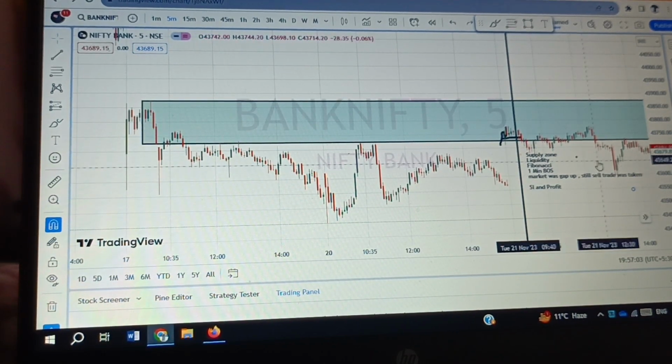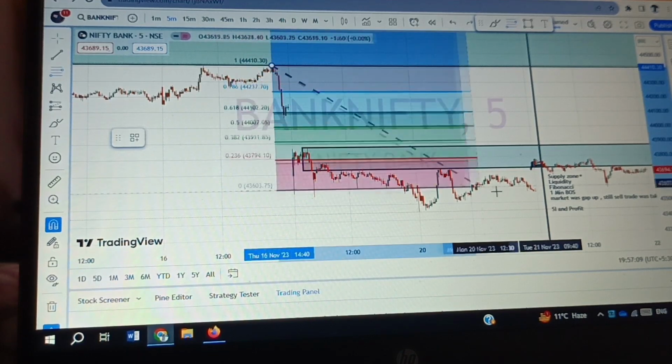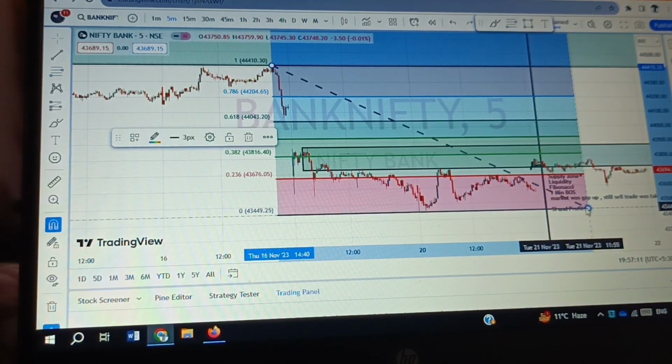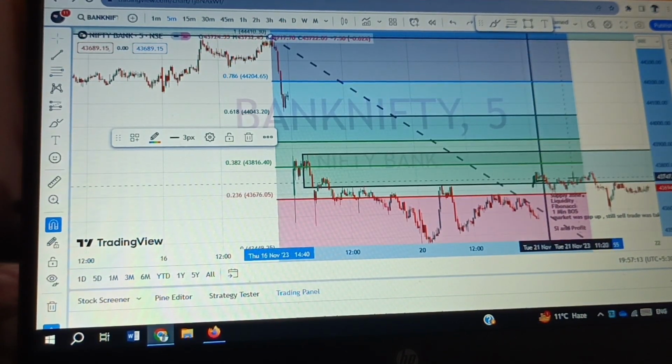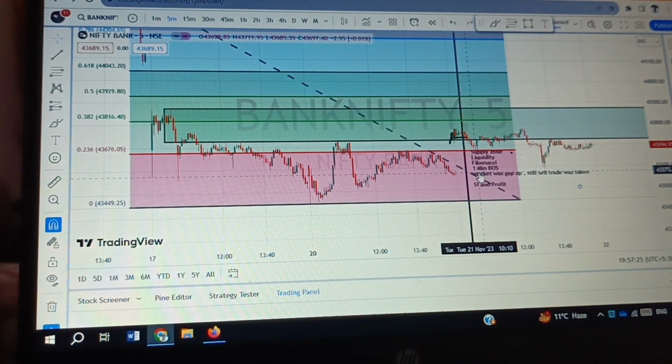Another reason is the Fibonacci level. Let me draw the Fibonacci levels here. If I draw Fibonacci from top to bottom, there is again a rejection at this 38.2% level. You can see the price doesn't want to cross these levels as well. That was another reason that I took a short trade.